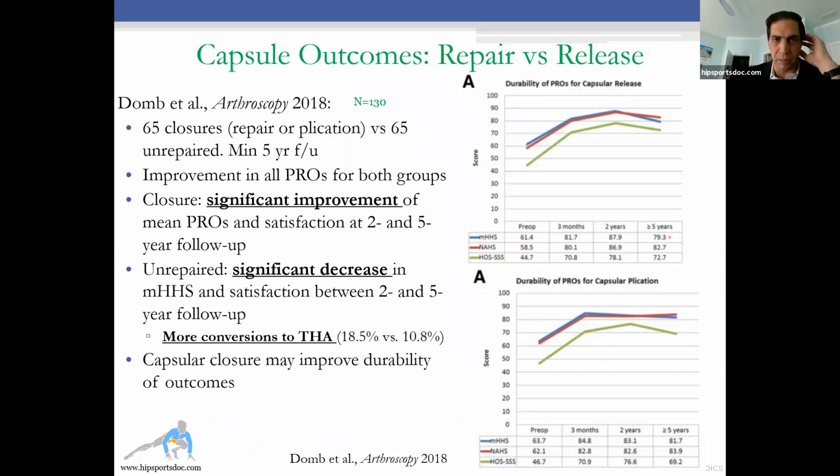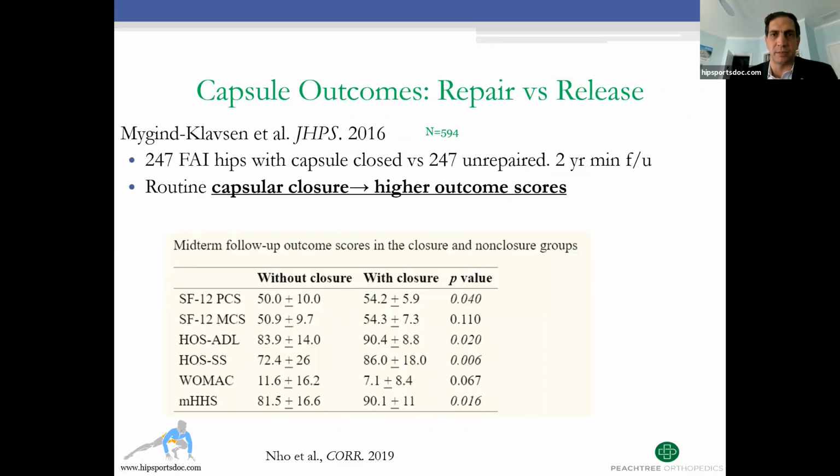This is a study by Ben Dome, 65 closures, repair or plication, versus 65 that were unrepaired. And there was significant improvement noted at 2 and 5 year follow-up with patient-reported outcomes. And there was, in the unrepaired group or the simply released group, a significant decrease in modified Harris hip and satisfaction between 2 and 5 years follow-up with an increased conversion rate to total hip arthroplasty.